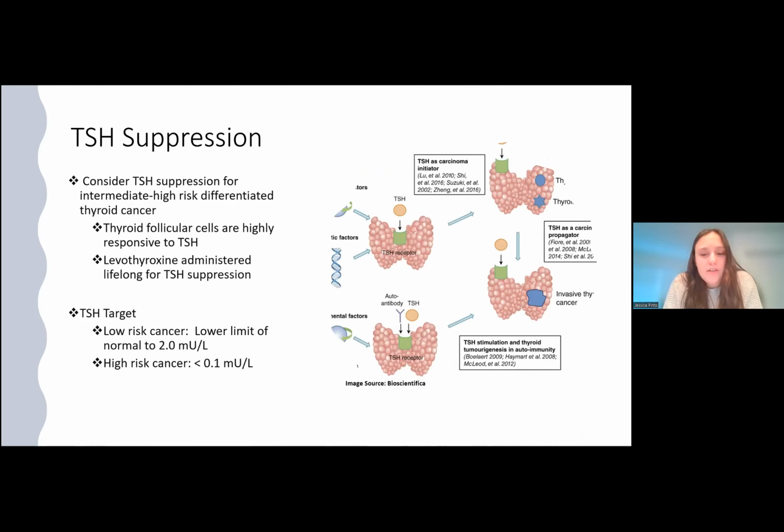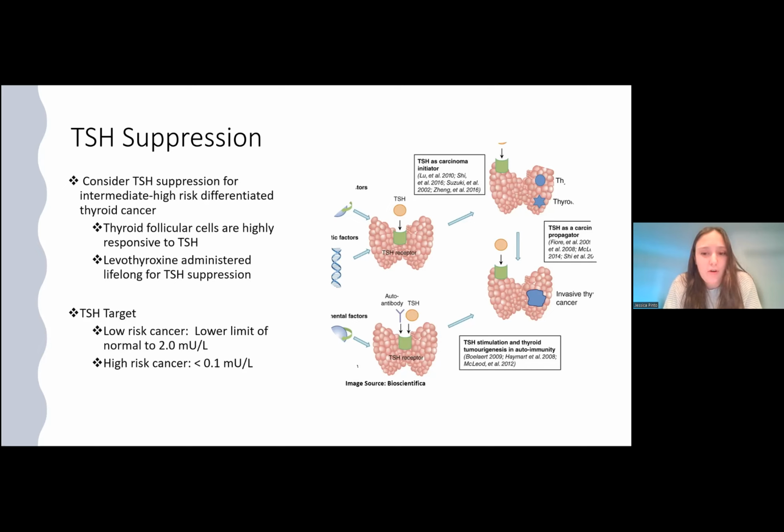Another important area of thyroid cancer management is TSH suppression. TSH suppression is also used for intermediate and high risk differentiated thyroid cancers. So the same risk factors I mentioned before. And the theory behind this is that thyroid follicular cells are very highly responsive to TSH. They're stimulated by TSH. They produce more thyroid hormone. And so in some patients, it's beneficial to administer levothyroxine lifelong to suppress any TSH to prevent any further stimulation of thyroid tissue that they may have remaining.